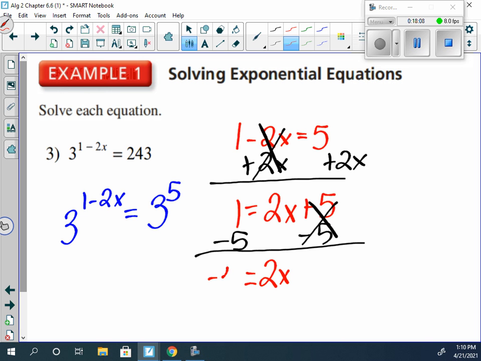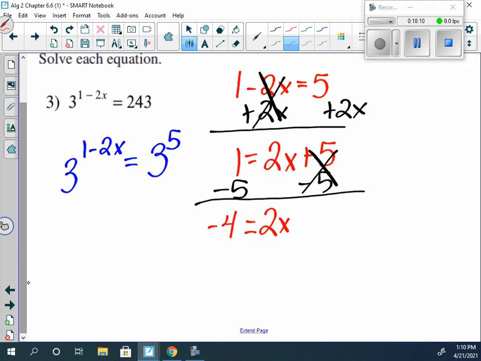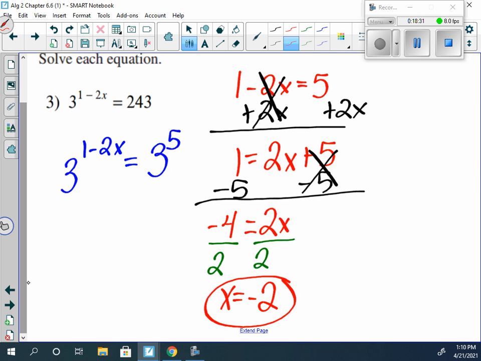Well, 1 minus 5 is -4. And last but not least, we need to divide both sides by 2. 2x divided by 2 is going to be x. And -4 divided by 2 is -2. And that right there is our answer. And it doesn't really matter that x is a negative. We can have negatives in exponentials. We can have a negative exponent, and that is perfectly fine.